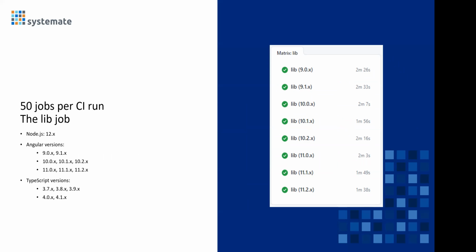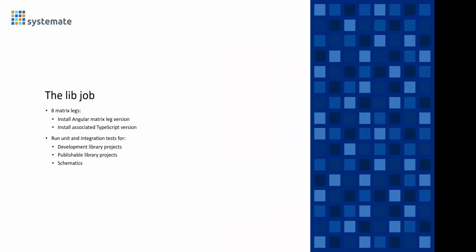So here we're seeing what's called a CI matrix. That's the combination of dependencies. Here we're just using one version of Node.js, the latest major version supported by Angular CLI. But we're testing 8 different versions, major and minor, of Angular, and all the TypeScript versions that go together with those versions of Angular. So we have 8 matrix legs being run here.